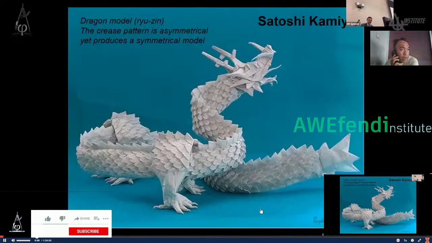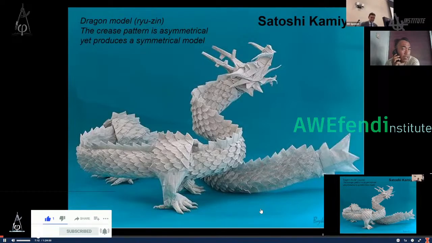And another one that I would like to share with you is the Dragon model by Satoshi Kamiya. And this is one piece of paper, folding on, nothing else. One piece of paper folding on. And you can see where we have reached.